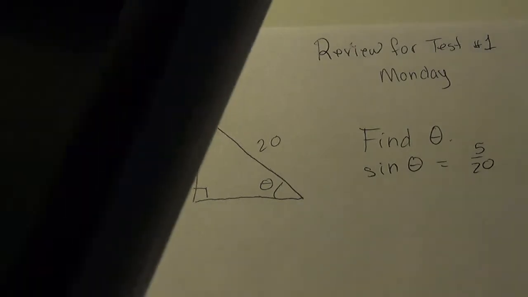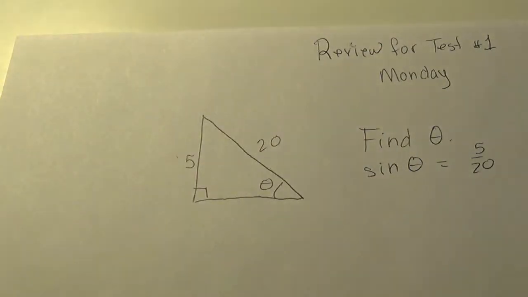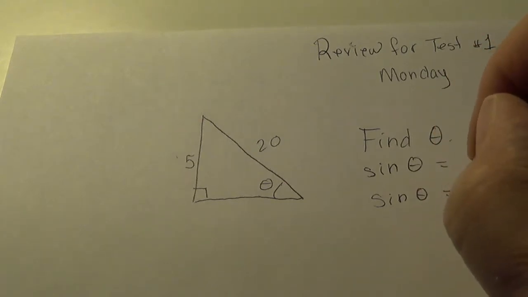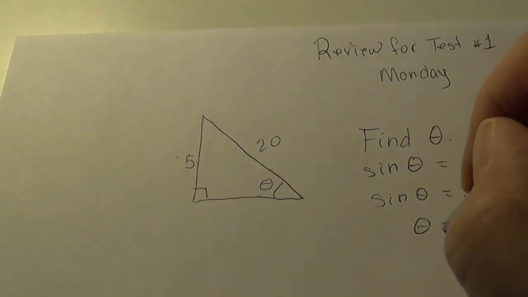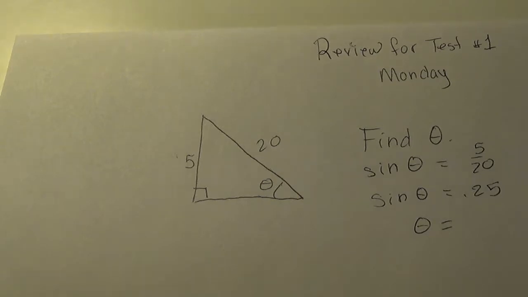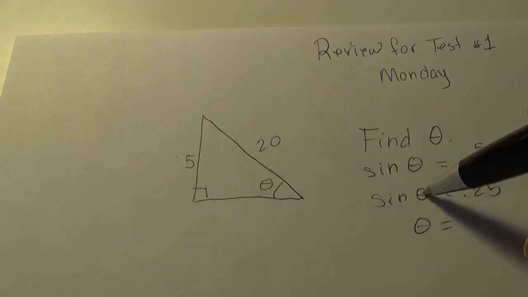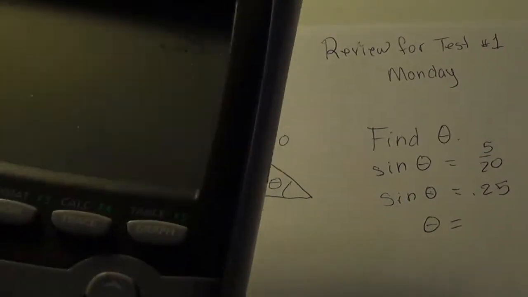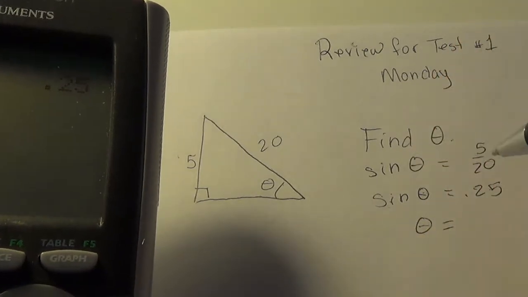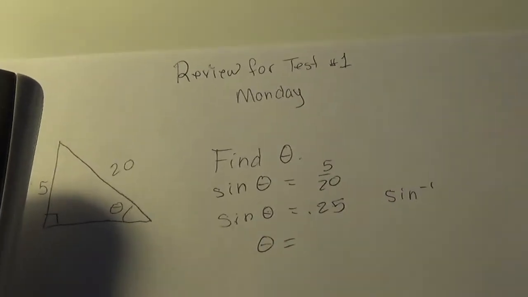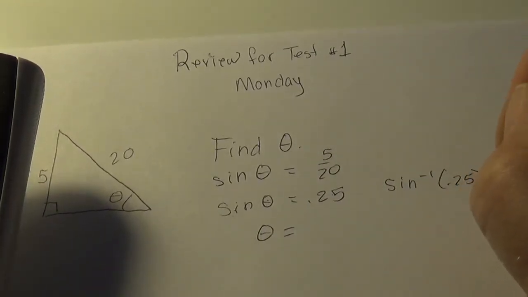Putting it into my calculator, 5 over 20 is 0.25, I knew that. So we have the sine of an angle is 0.25. It is not taking the sine of 0.25, it's saying the sine of the angle is 0.25. So that is called an inverse sine function. I'm going to do sine inverse of 0.25.